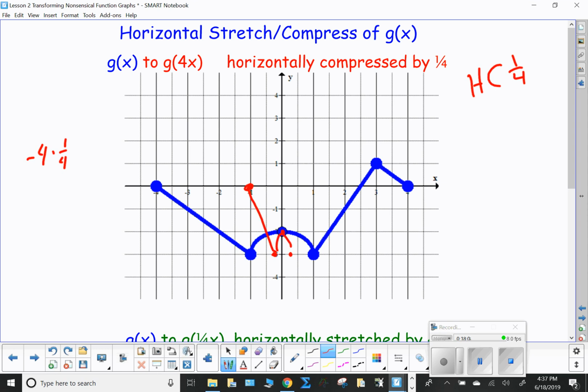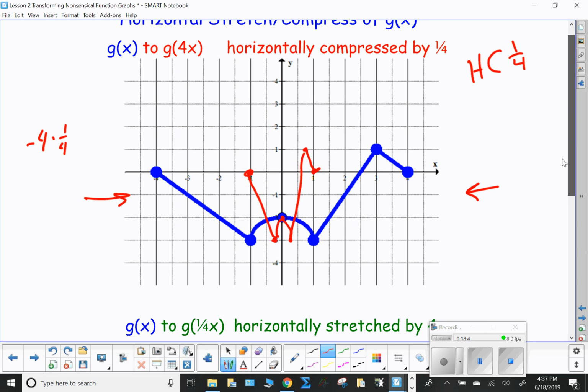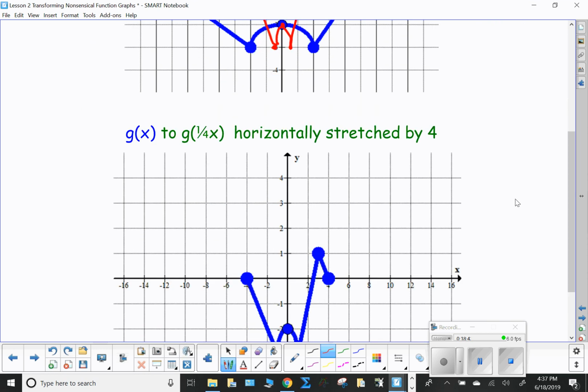Notice when we're doing this compression, he's not changing height, just changing width. 3 times 1/4 is 3/4. So he compresses into this guy. 4 compresses in to 1. And so we have this guy going on. So it's been pressed in from this side and this side towards the y-axis. Now what happens when instead of g of 4x, it's g of 1/4 of x?